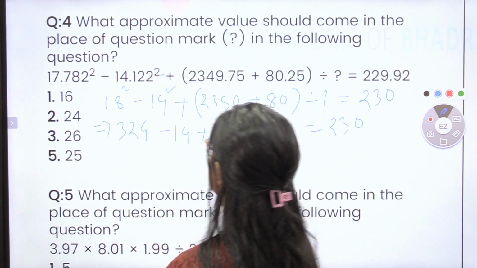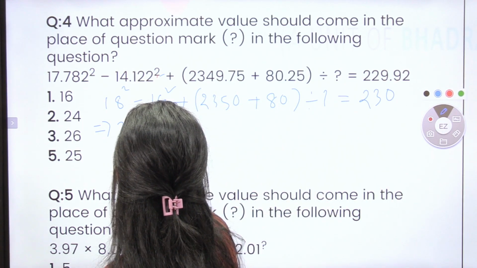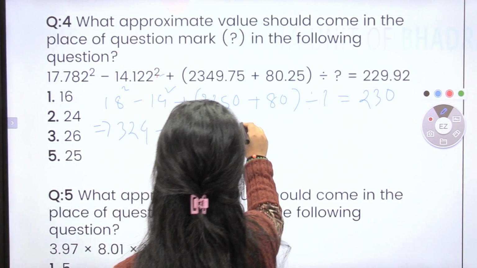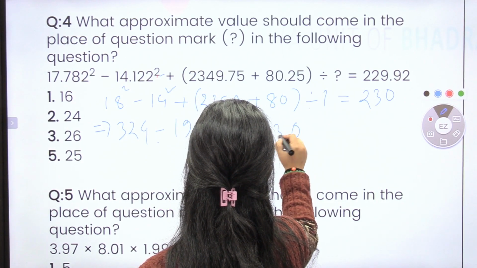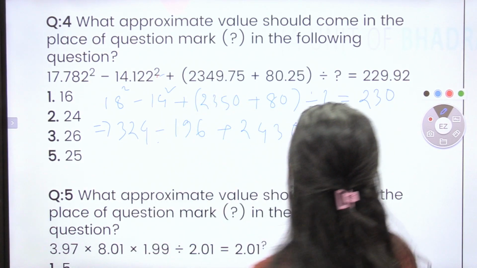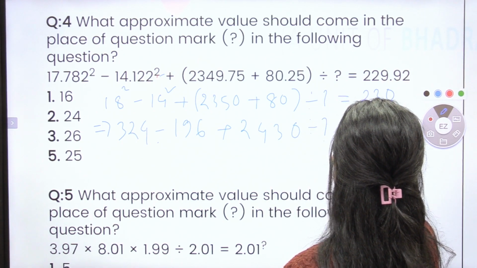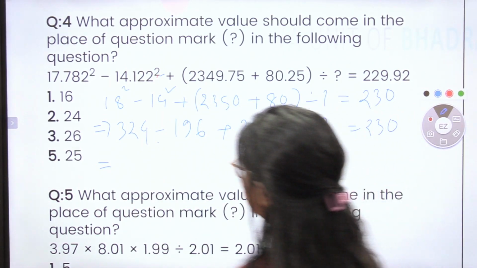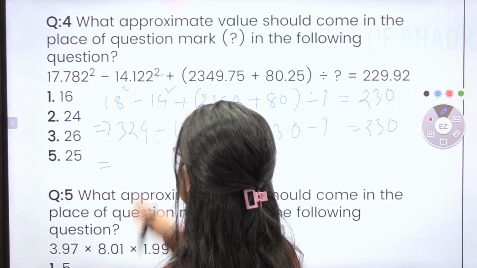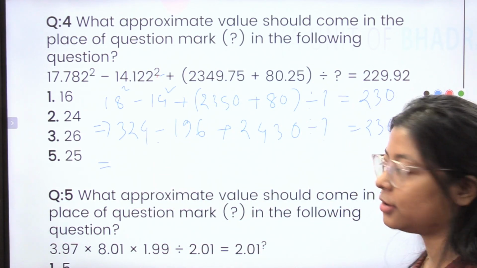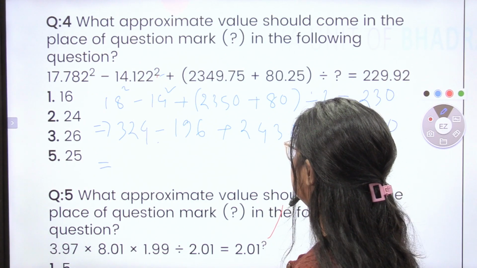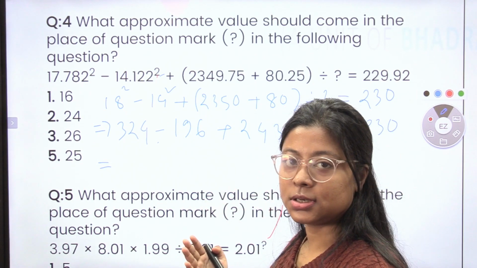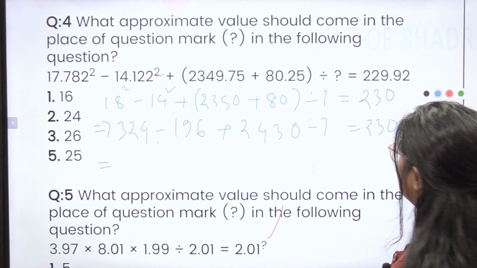So 18 square is 324, minus 14 square is 196, plus 2430, division this 230. Now solve. After that you solve. I have left this question from here. You solve and give me the answer. I will proceed to the next question from here. You give me the answer in the comment box, because you now know how to approximate. So let's do the next question.